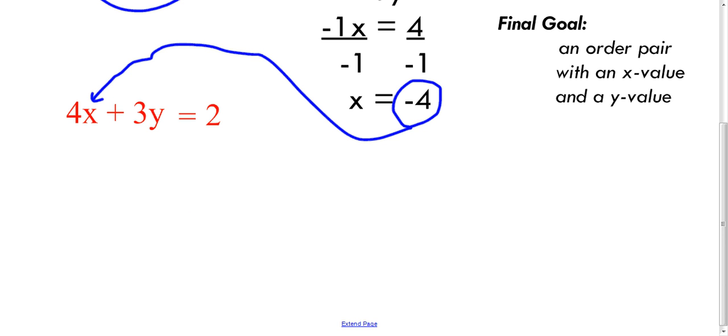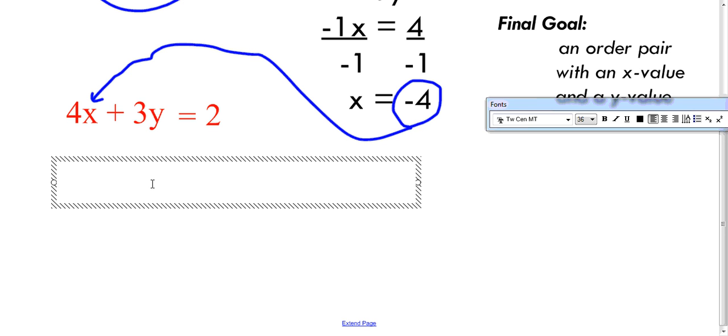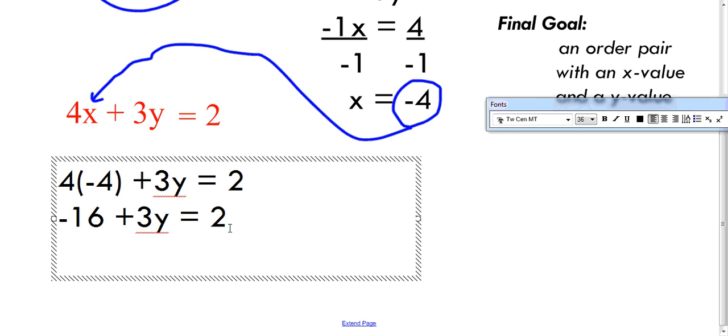So then this equation, once we evaluated that for this, turns into 4 times -4 plus 3y is equal to 2. Then you're just going to solve this. 4 times -4, 16. Great, now what? Well, we add 16 to both sides.